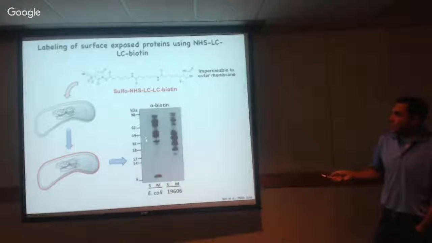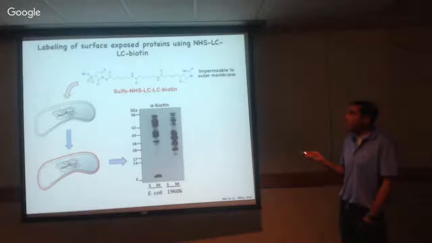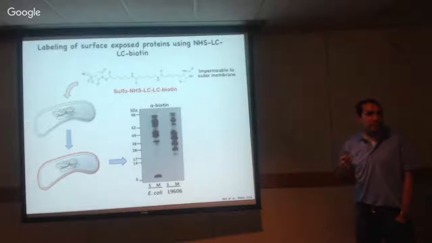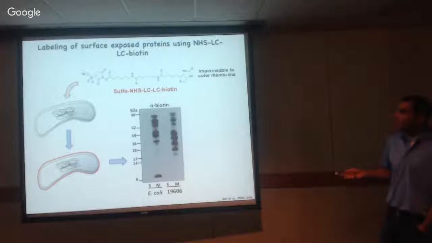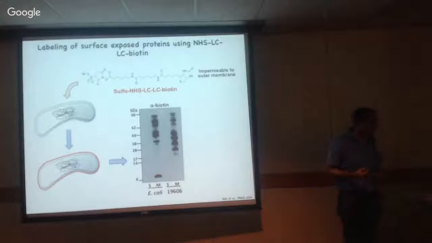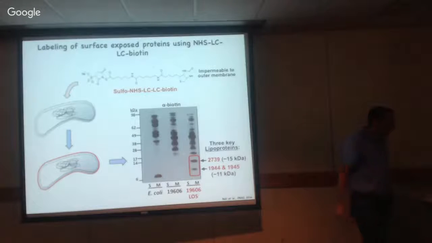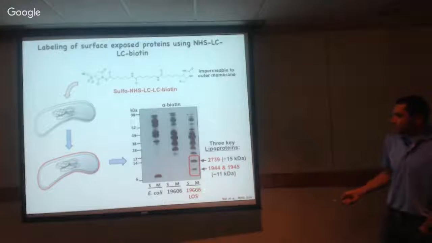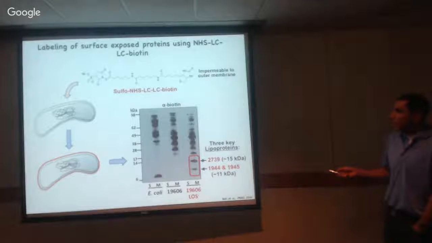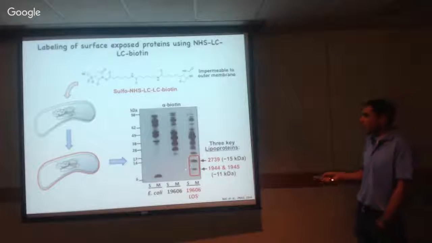As you can see, none of the soluble proteins are biotinylated, suggesting that this molecule does not enter the cell. It's impermeable to the outer membrane. Only membrane proteins are biotinylated. As you can see, there's a number of proteins in our wild-type membrane fraction, suggesting that there are proteins on the surface of Acinetobacter. When we looked at the LOS deficient strain, the protein labeling was very different. Specifically, there were these proteins that were pretty prevalent at these lower molecular weights.